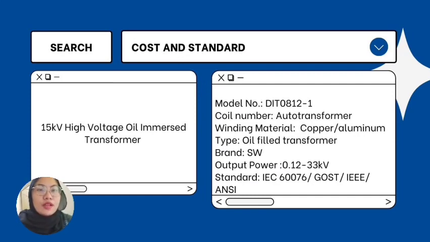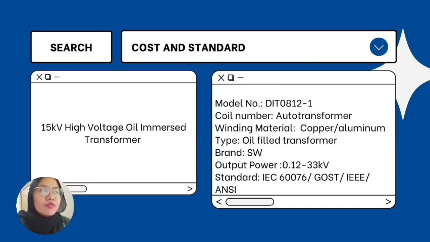So my name is Aini binti Zulkarnain, and I will be presenting on the cost and standard for this project. For the first equipment, it would be the 15 kilovolt high voltage oil immersed transformer. The model number is IT0812. Its coil type is auto transformer. The winding material that it uses is copper aluminium. The type of this transformer is oil filled transformer, and it is from brand SW.